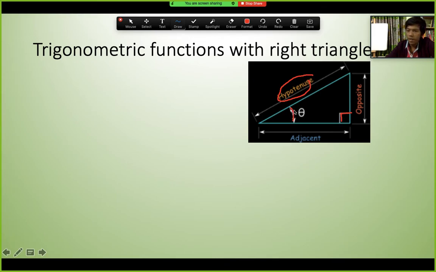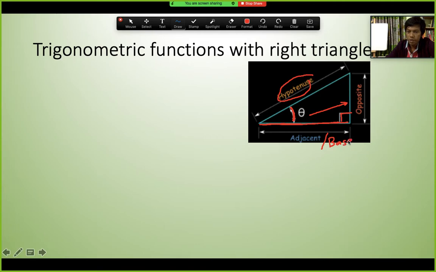And then which one is adjacent and which one is opposite? To understand that, you have to look at where the angle is given. As the angle is given here, this will be the adjacent. And the side opposite this given angle theta will always be the opposite. I'm telling you this because most people just look at the figure and say, okay, the downside is adjacent and this is the opposite. Another name for adjacent is base.